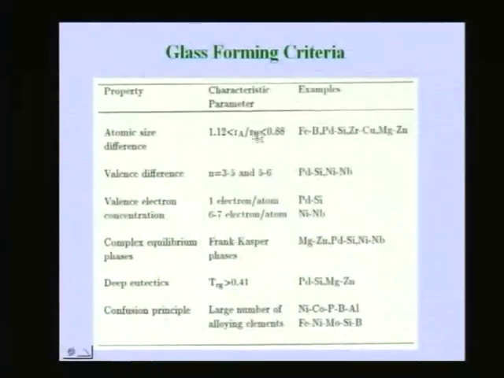In fact, here we have put down all these criteria in the form of a table, and you can see the atomic size difference is one of the first and foremost criteria, which shows that if the ratio of atomic radii of A and B, Ra by Rb, is greater than 1.2 or less than 0.88, that means if the difference is greater than 12%, then you can easily get a glass. And there are a number of examples where such a situation exists and you can get glasses very easily. Iron boron is one of the very crucial examples for that. Palladium silicon, gold silicon is another.